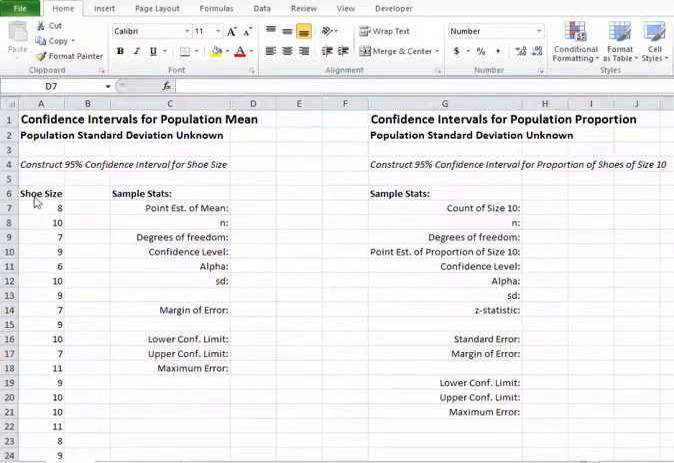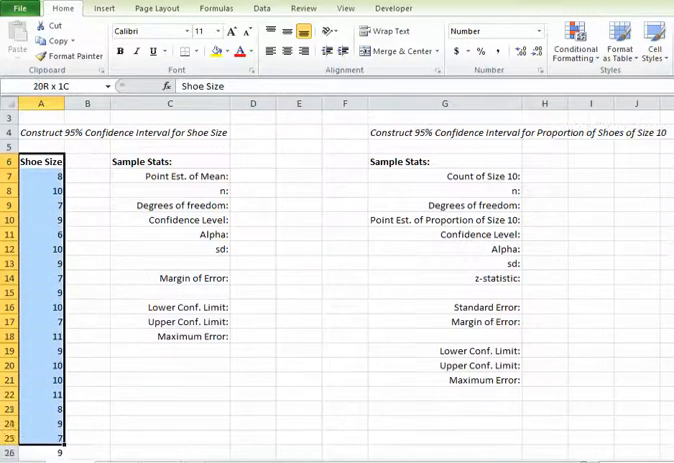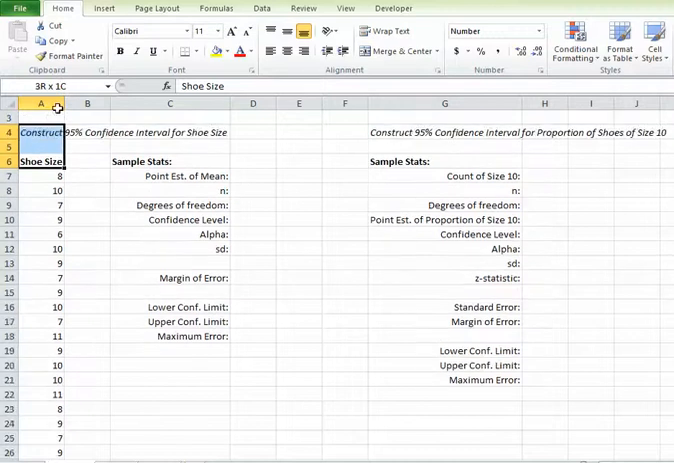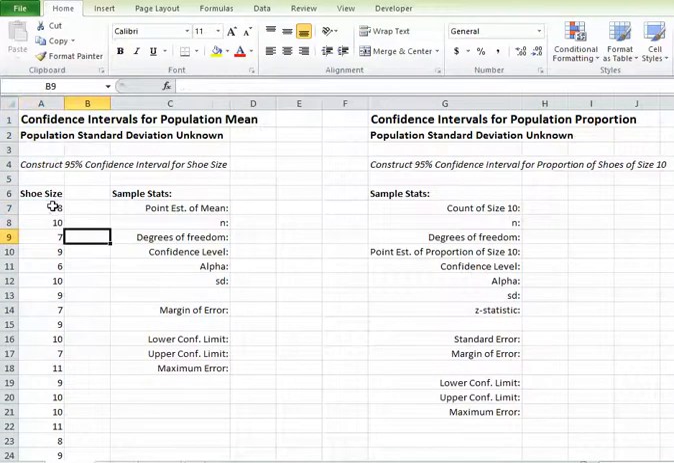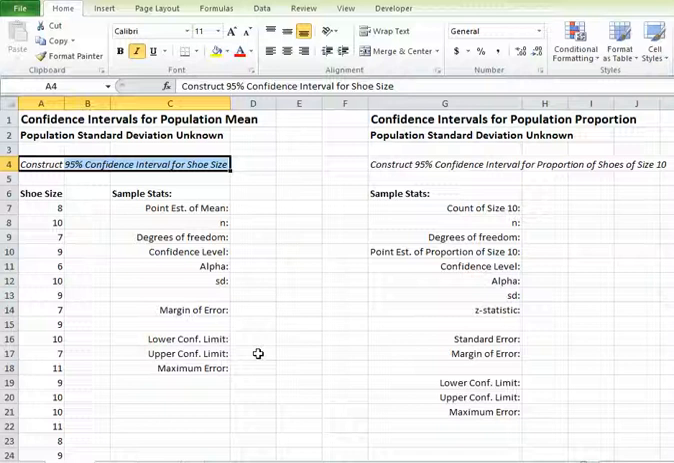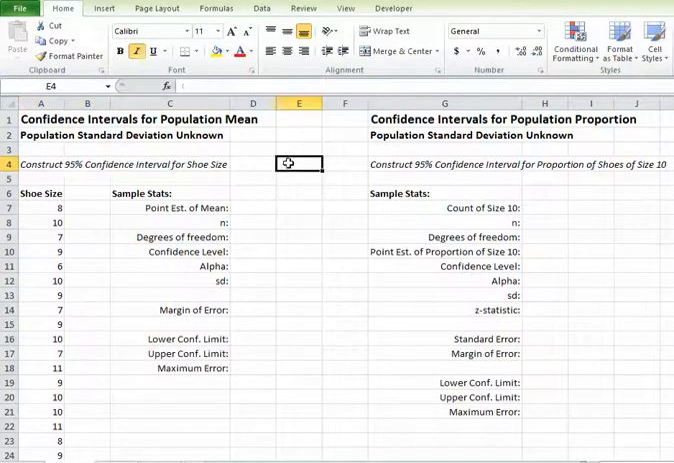Over here in column A, I have some data. And how many values do I have? I don't know, a bunch. But we're looking at shoe size, and they range all over the place. And what I want to do is calculate a 95% confidence interval for shoe size. Well, okay, let's just jump in.